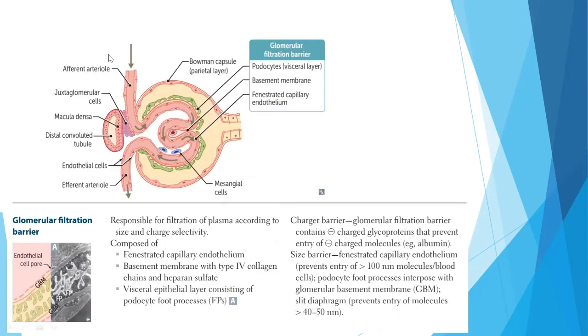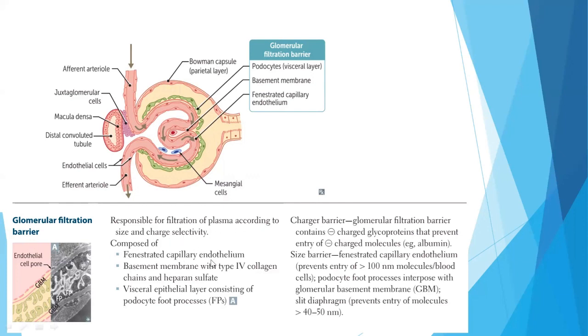Again, we have here the afferent arteriole, the juxtaglomerular cells, JG cells, the macula densa cells, the DCT. We have the endothelial lining in the arteriole and arterioles, and then we have the Bowman capsule, okay? So Bowman capsule has the parietal layer, and the visceral layer is by the podocytes, as we have discussed. So the glomerular filtration barrier is responsible for the filtration of plasma according to size and charge selectivity.